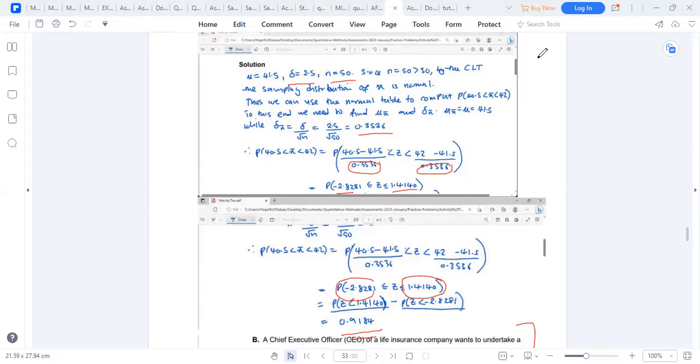So the negative 2.828, is it rounded up to two decimal places, because you can't read it as it is? So it will be negative 2.83, isn't it? Yes, yes. Okay. All right.